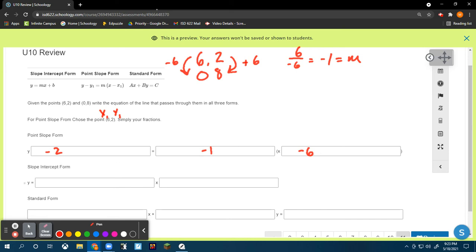What's nice about our next one going into slope intercept form, we already know our slope, so negative 1 for our slope. And then we actually already know our b because we were given the point 0, 8. Whenever x is 0 and y has a value, that is our y-intercept. So our b actually equals 8. So it's going to be plus 8. You don't have to do any sort of solving of an equation to get there.